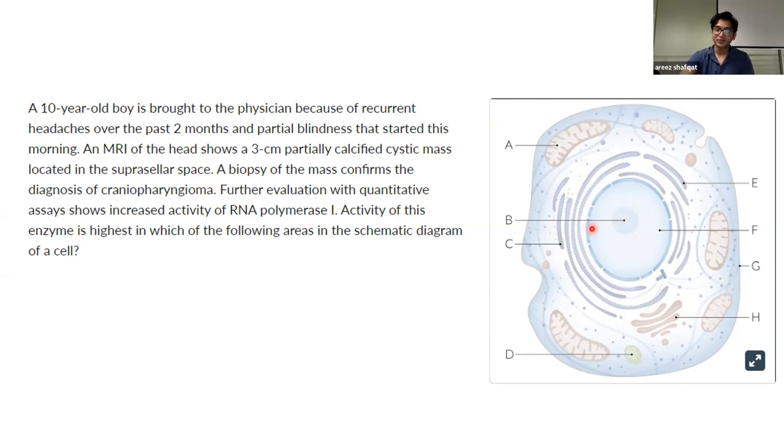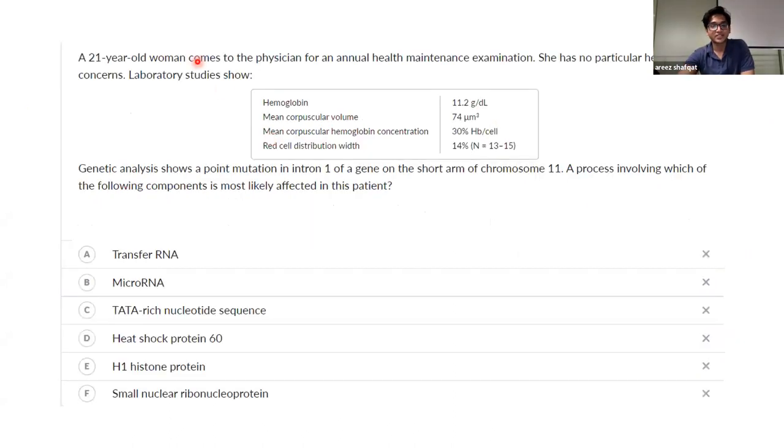All right? So for this question, you need to know two things. Firstly, what is the activity of RNA polymerase 1, which is synthesis of ribosomal RNA? And where is ribosomal RNA found? It is found in the nucleolus. All right? Does this question make sense to everyone? Yeah. So there's another question here.